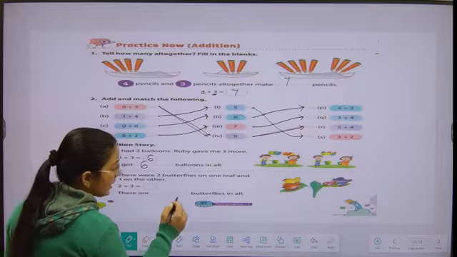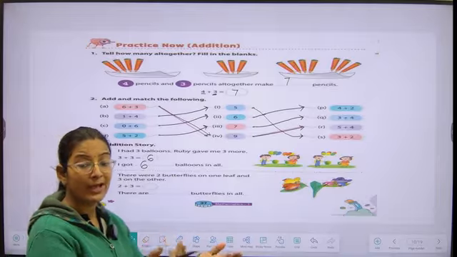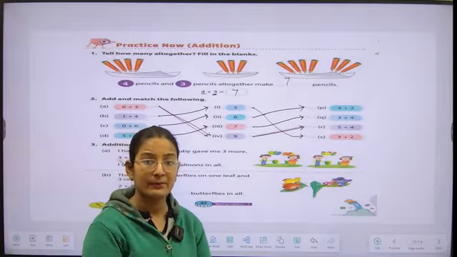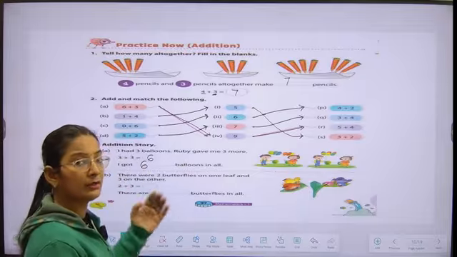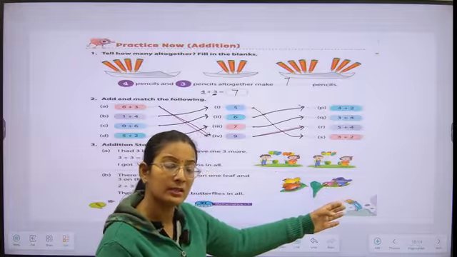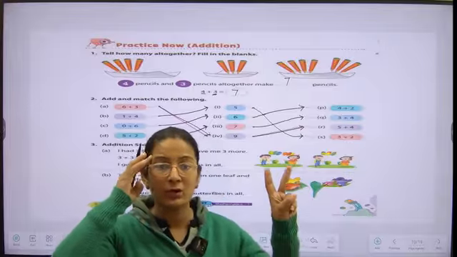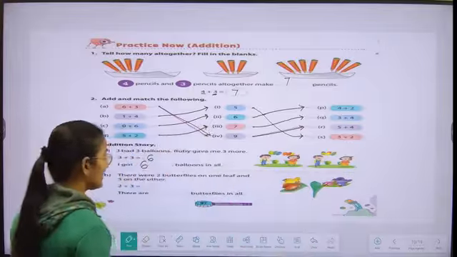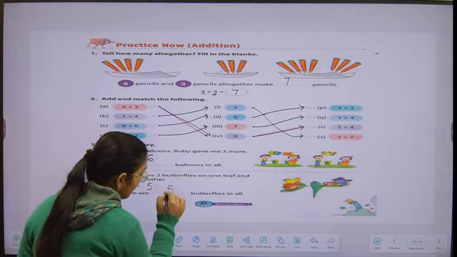Now what were they asking? There are dash butterflies in all. Total how many butterflies on these 2 leaves? We can add them. Let's start doing with me. We have 2 add 3. 2 butterflies on one leaf, 3 butterflies on the other leaf. So what do we have to do? 3 in our mind and 2 on the fingers. 3, 4, 5. So how many butterflies are we having? We are having 5 butterflies with us.